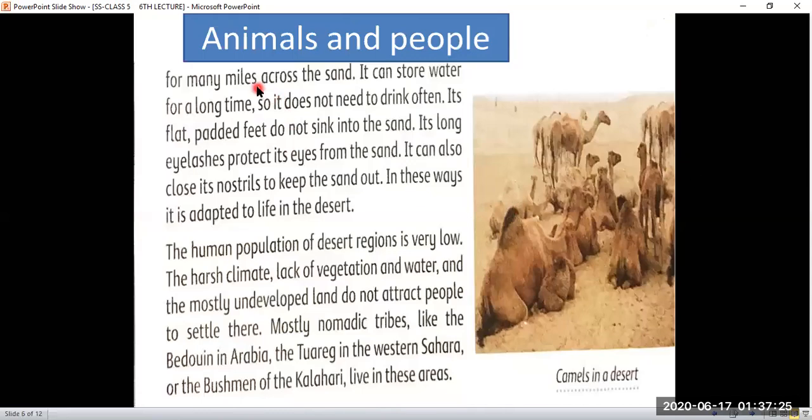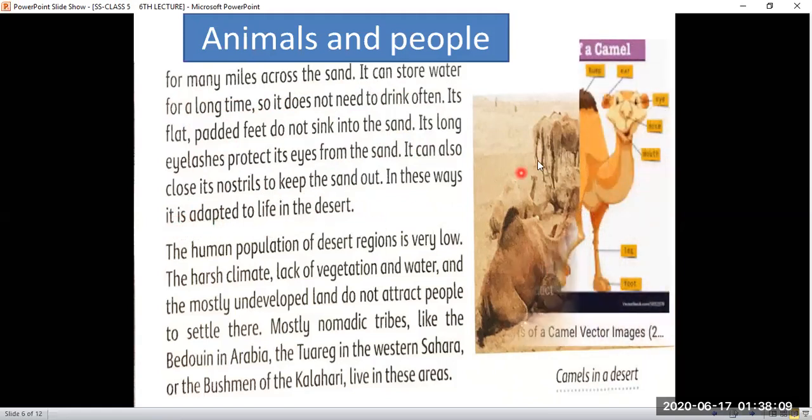So the next page continues. The camel is the ship of the desert. Camels can go for many miles across the sand. It can store water for a long time, so it does not need to drink often. Its flat, padded feet do not sink into the sand. Its long eyelashes protect its eyes from the sand. It can also close its nostrils to keep the sand out. In these ways, it is adapted to life in deserts.